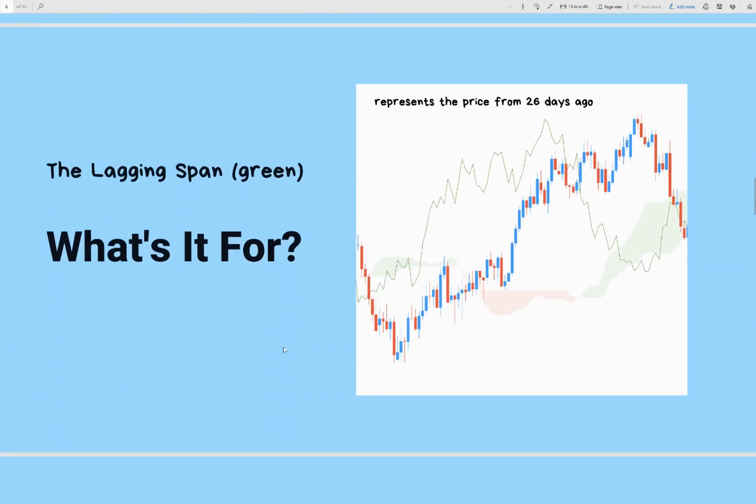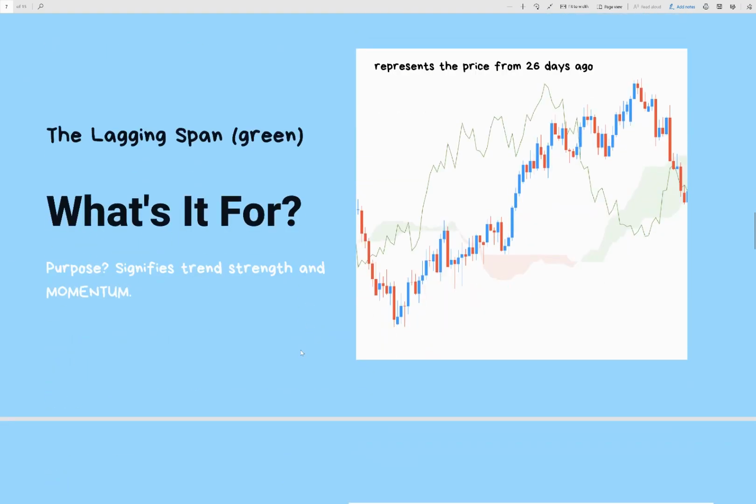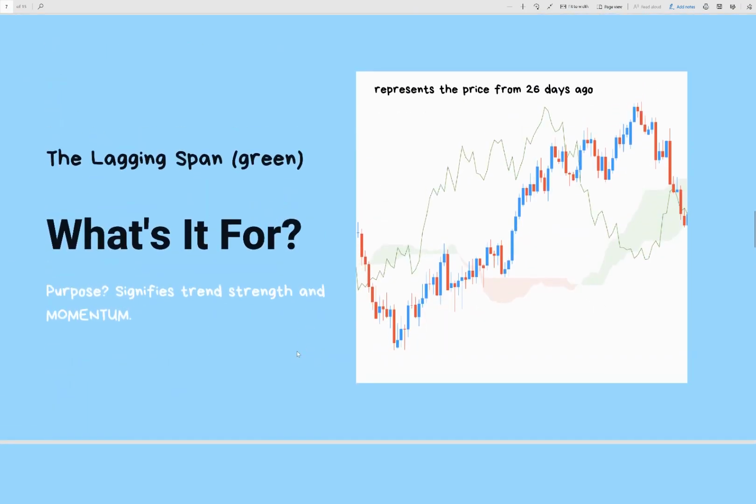The green line we see here is called the lagging span, and basically it just represents price from 26 days ago. The purpose of this line is that it signifies trend strength and momentum. So when there's a big space between price and the line, we're considered to have a strong trend and really strong momentum. When the opposite is occurring and there's really little space between, it's considered to be a weak trend and little momentum.